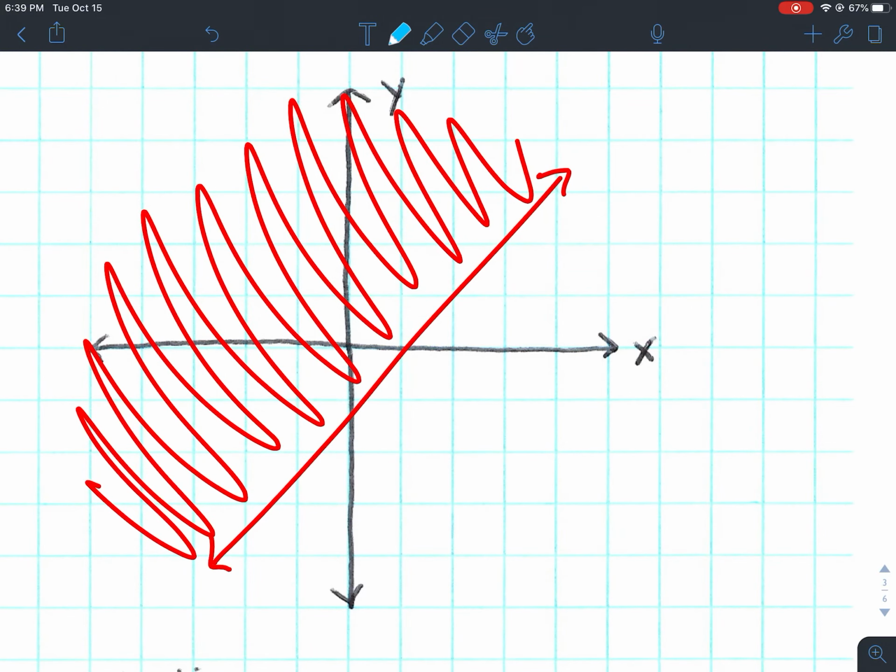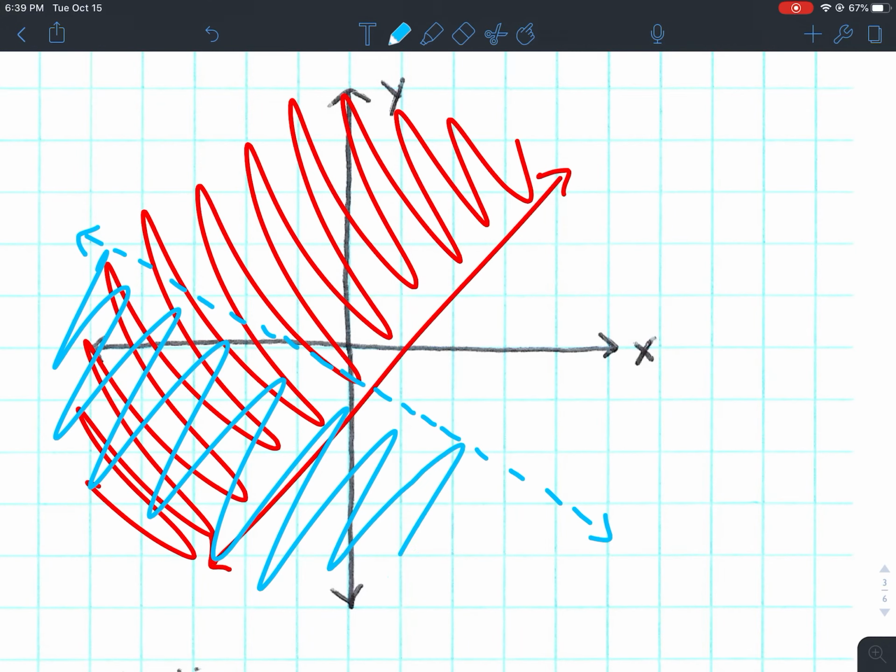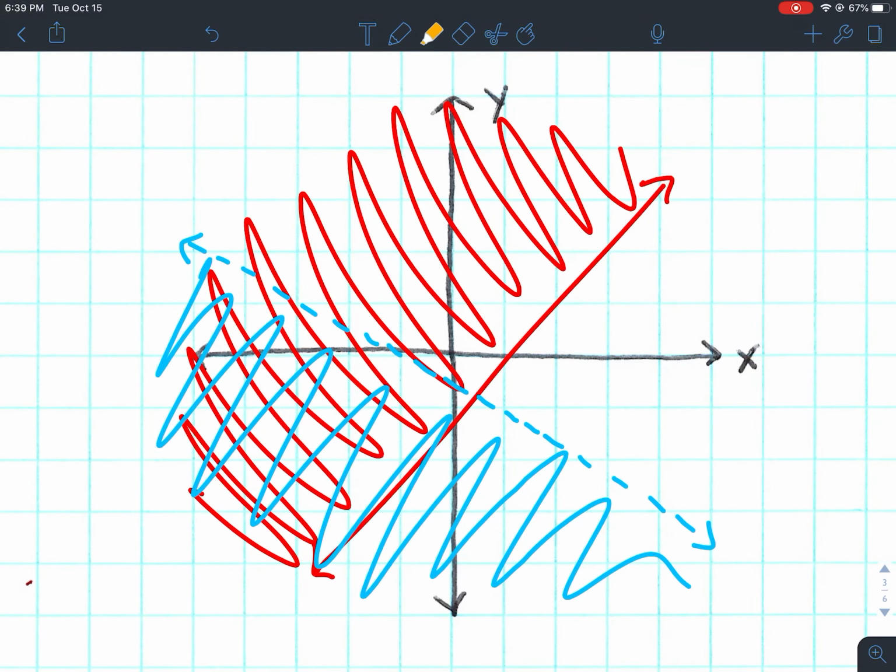And then you have another line where you have a less than, so you have a dashed line, because it's not less than or equal to, just less than. You have a less than symbol. And then it says to shade below, so you know you have to shade below. So you're like, well, there's a lot of shading going on.